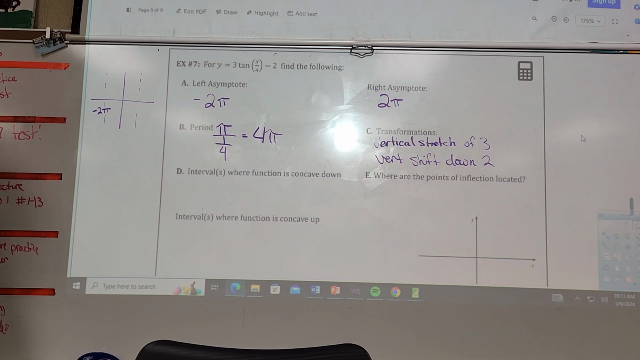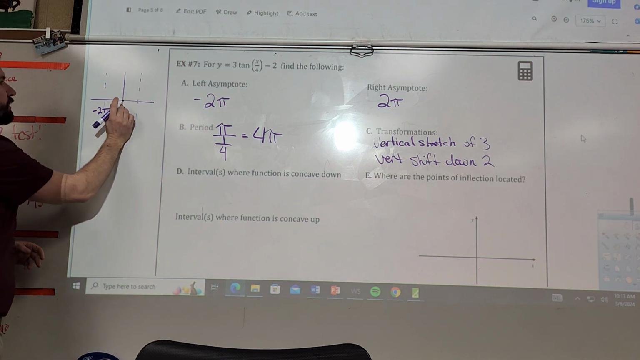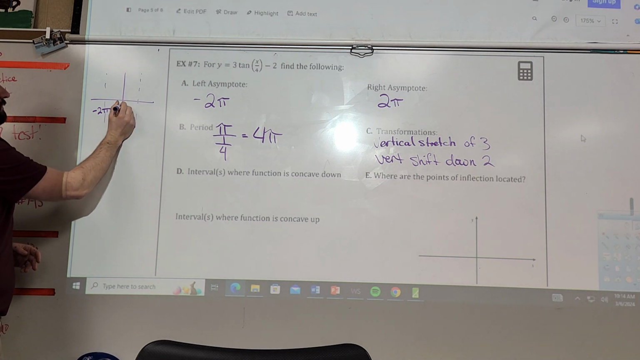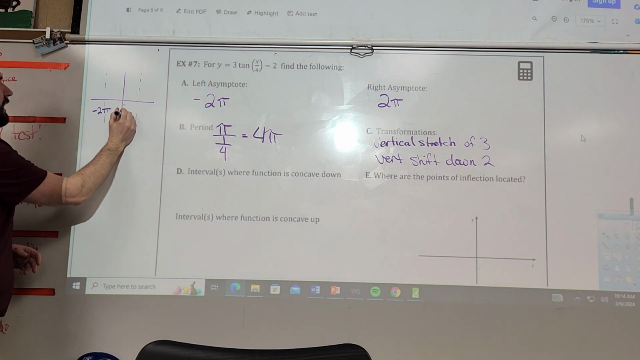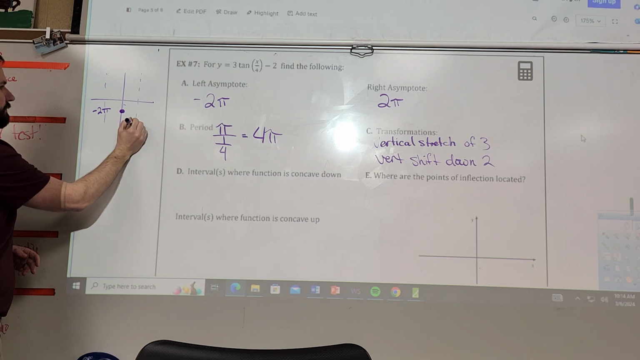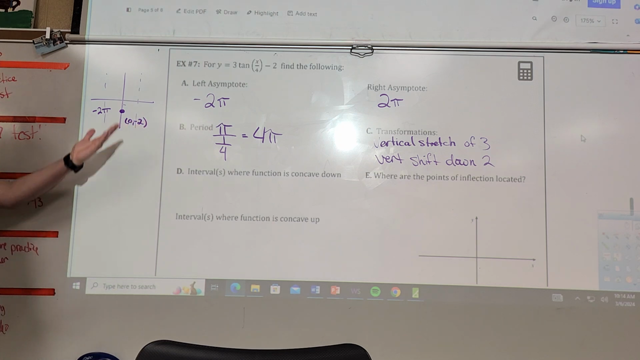All right, at this point, I'm going to graph it and kind of see what's going on. Yes, I'm going to graph it up here, not down there, but it's just easier to see for you guys. So, where's my 0, 0 usually is here, but where's it going to go? 0, negative 2. It's going to go down 2, right? Do you see that? Because of the shift down.